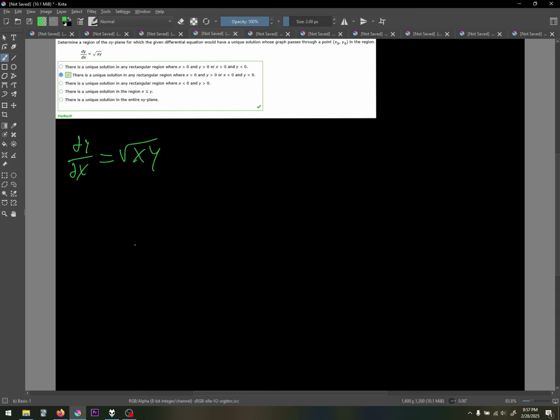So we're going to be using the existence and uniqueness theorem, which means we're going to have to take the partial derivative with respect to y of this function, which we can rewrite as xy to the 1/2, and then distribute through the 1/2, which is equal to x to the 1/2, y to the 1/2, or the square root x square root y.